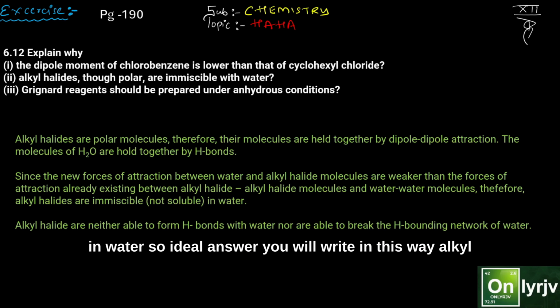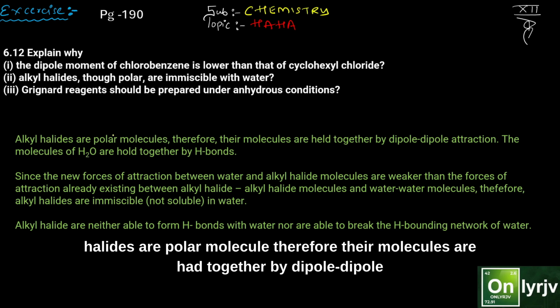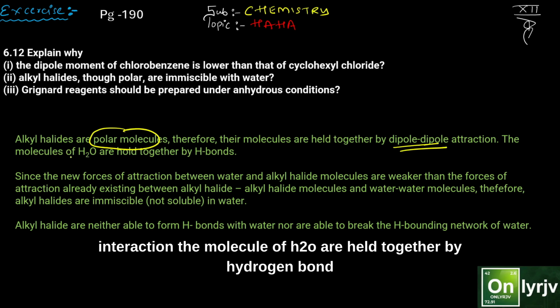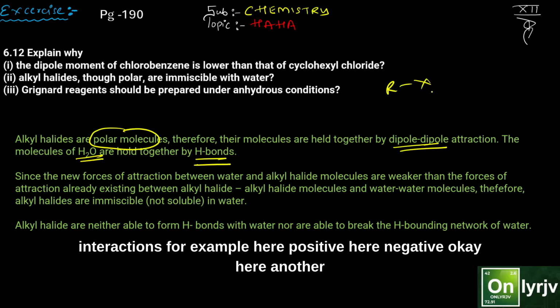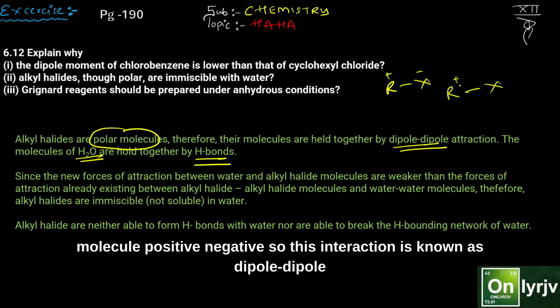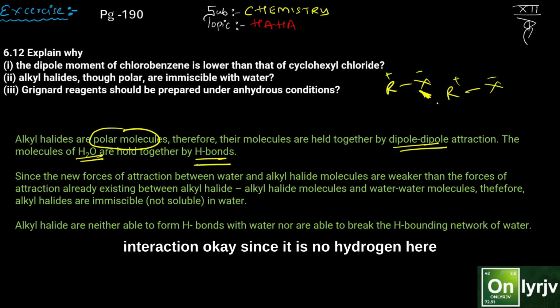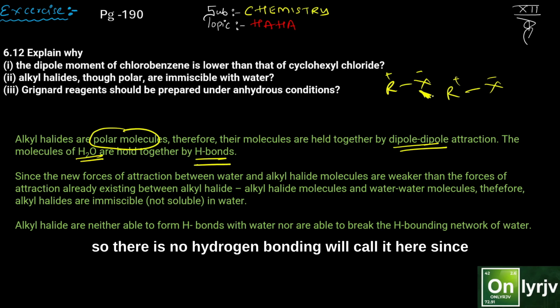So the ideal answer you will write in this way: alkyl halides are polar molecules, therefore their molecules are held together by dipole-dipole interaction. The molecules of H2O are held together by hydrogen bonds. Just as I told you, hydrogen bonds. Alkyl halide molecules, what are the dipole-dipole interactions? For example, here positive, here negative. Here another molecule, positive, negative. So this interaction is known as dipole-dipole interaction. Since there is no hydrogen here, there is no hydrogen bonding.